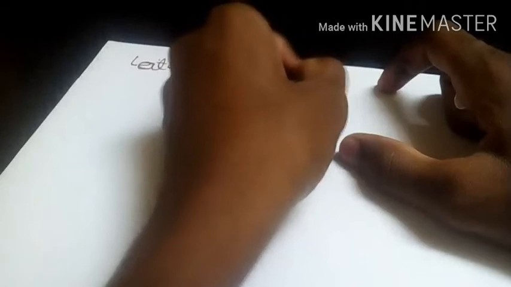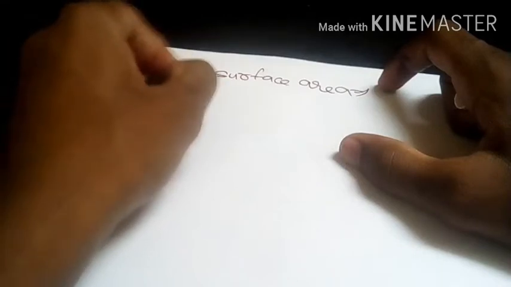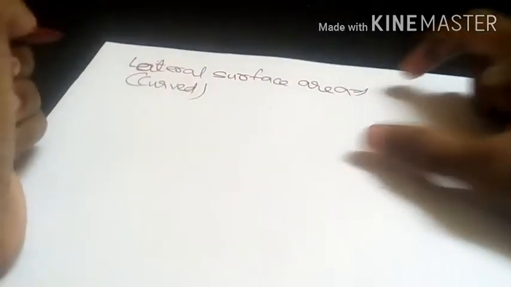Understanding the lateral surface area of cylinder. Lateral surface area. So how to find lateral surface area or curved surface area, we can say, curved surface area of cylinder? So as the name suggests, curved surface area, the surface which is curved, this surface. Okay, this becomes a rectangle.